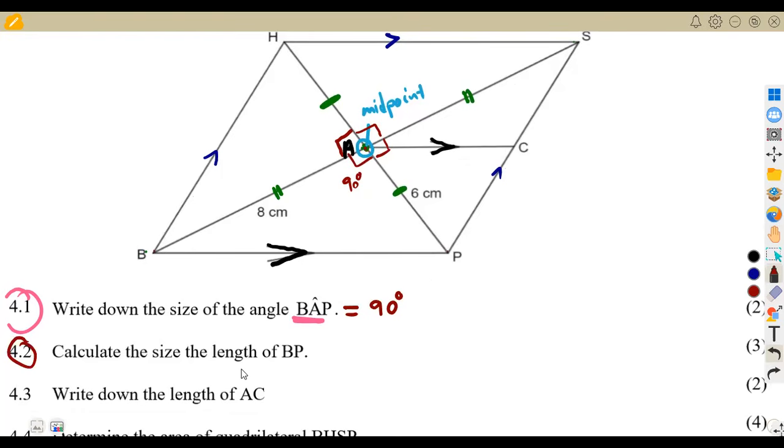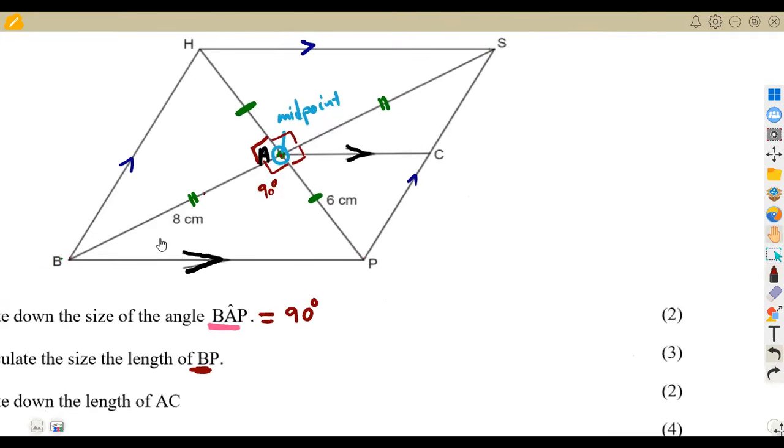4.2, calculate the length, the size of the length BP, all right? So we need to calculate the size of the length BP from B to P. By realizing that this triangle B to P to A like this, it's a right angle triangle because we have a 90 degrees that we have inside here. Given 2 sides from B to A and also A to P, we can be able to calculate BP, considering that it's a right angle triangle.